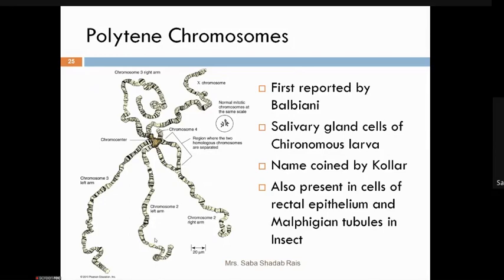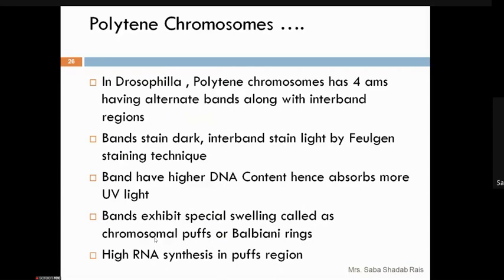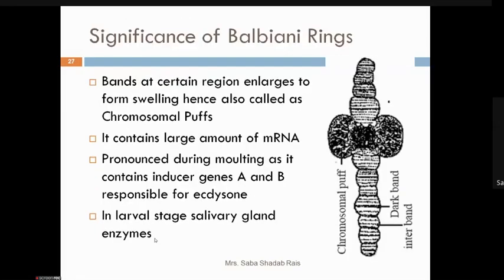It was reported by Balbiani, and he found that they have bands and interbands, alternate band regions. The band region is dark after staining, and the interband is light due to the lesser quantity of DNA. The special swelling of the band due to high RNA synthesis is called Balbiani rings, and this is responsible for ecdysis. Ecdysis is the process of shedding the skin, and it is also present in the salivary gland enzyme.